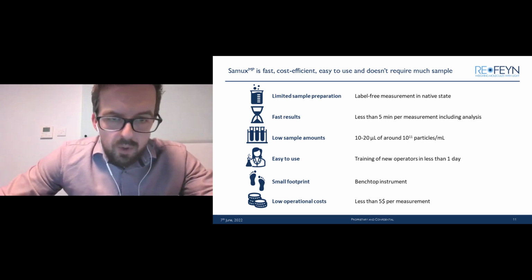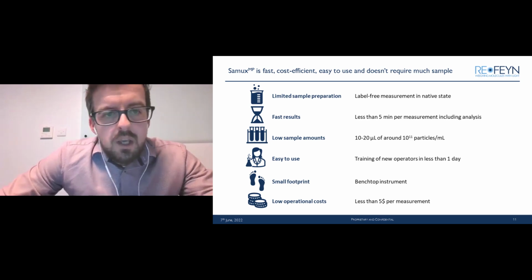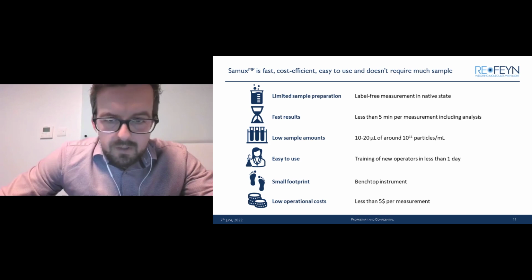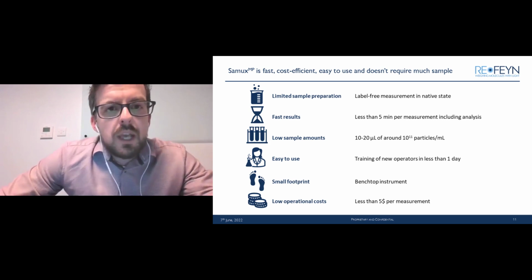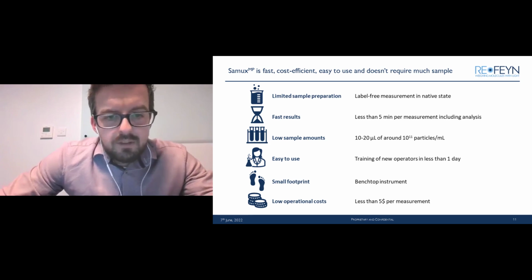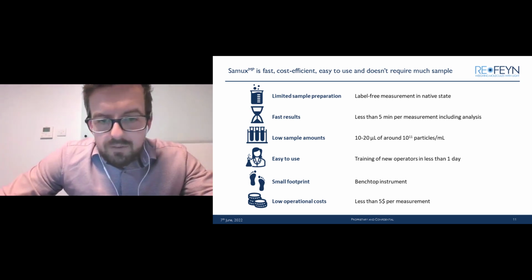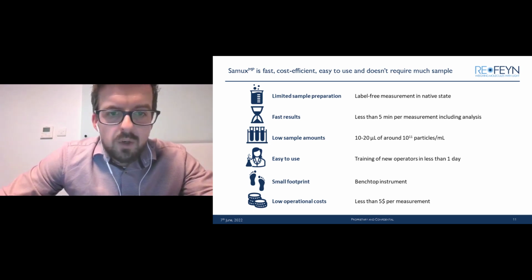Very limited sample preparation is required, and mass photometry is a label-free measurement where we can work with samples in their native state. You can capture results very quickly, typically less than 5 minutes, and that includes the analysis step. You can use a low amount of sample, typically 10 to 20 microliters. It's very easy to use, has a small footprint as it is a benchtop instrument, and the low operational costs are also another appealing benefit with this system, with each individual measurement typically costing less than $5.